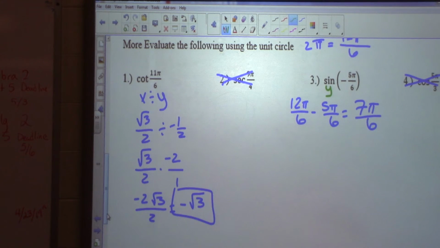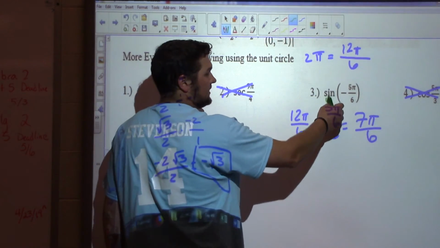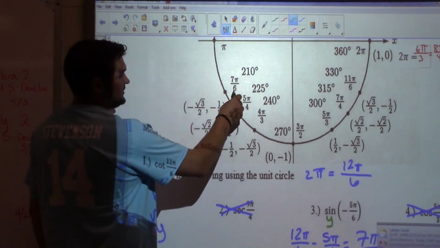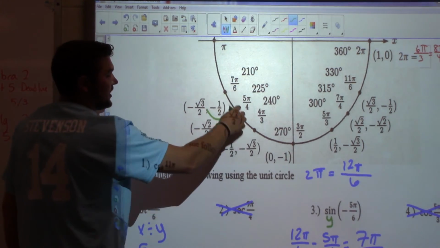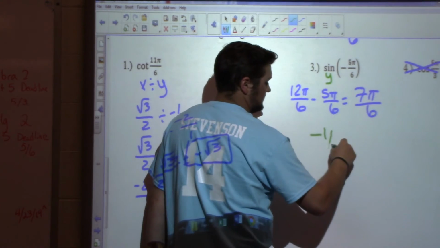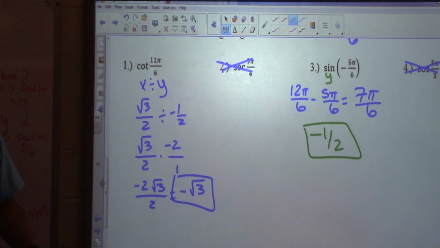Now, do you have to do this on a test or on the homework? No, you can change to degrees if you'd like, but we want to challenge ourselves every once in a while. So the y value, because it's the sine, at 7 pi over 6, otherwise known as 210 degrees, my y value is -1/2. So that's my answer. Does that make sense? Yes. Any questions?